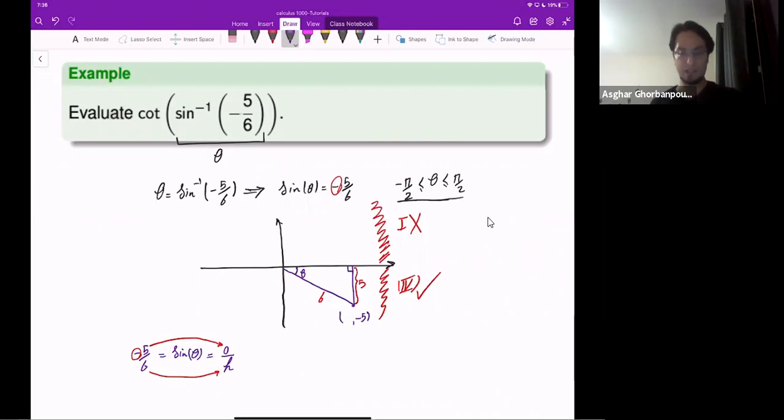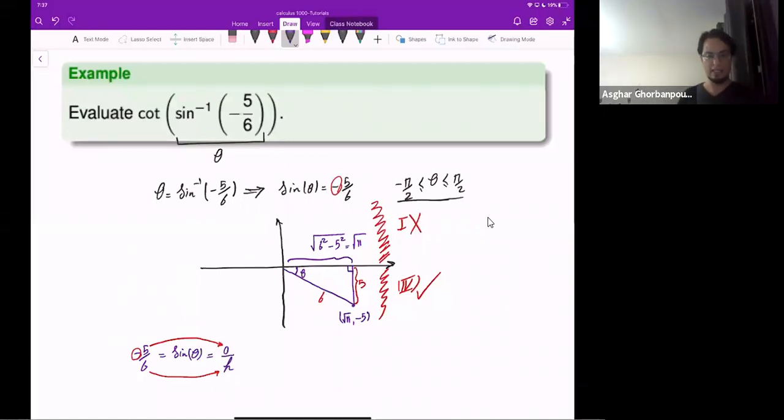How about the first component? Well, this is what we are looking for. Use Pythagorean theorem. It will be root of 6 squared minus 5 squared, which will be what? 36 minus 25. This is 11. There's a root there. So my point here is root 11 and -5. Very nice. We found lots of information.